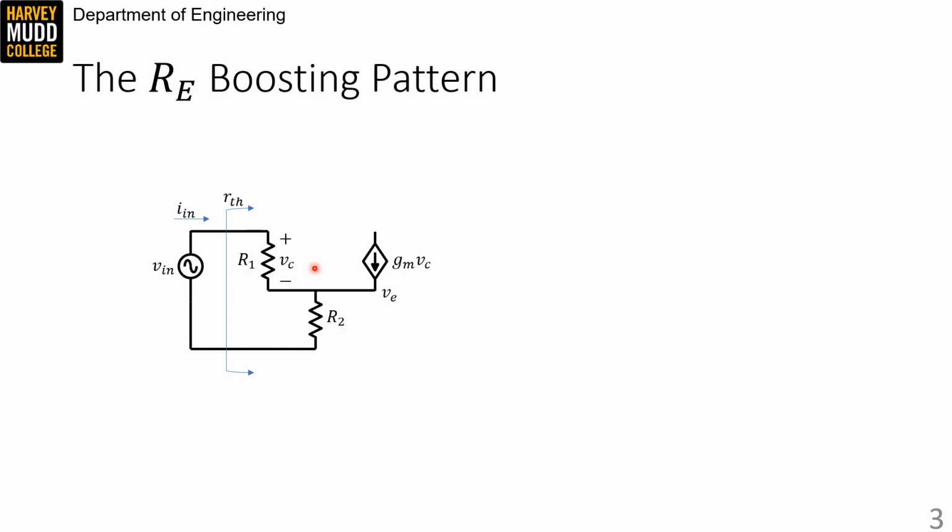I'd like you to pause the video and try to find RTH. We solve this circuit by noticing that the emitter voltage is just R2 times the current flowing through R2, and that the current flowing through R2 is the current in R1 plus the current in the GM generator. We write this down over here, taking the shortcut by noting that the GM generator current is related to the R1 current because R1 times I in is equal to VC.